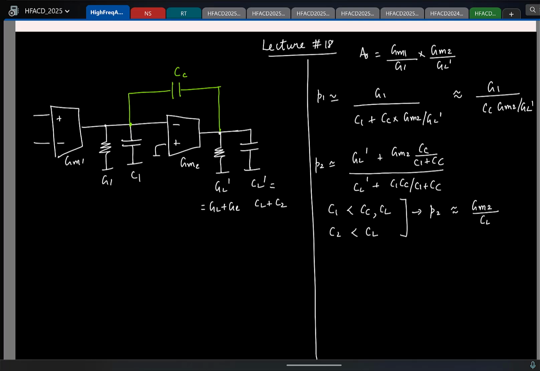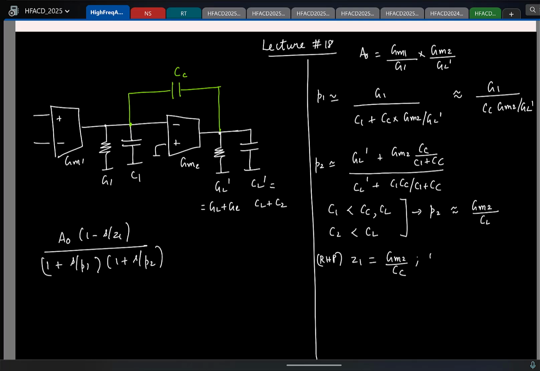Okay, so we have two poles. Have we introduced an uninvited guest in this process? We have the RHP 0. We didn't expect that. It came as a surprise. So I'll say RHP, and the 0 location is what? Today's quiz should know. What is it? GM2 by CC. Right? So the transfer function I can write like this: A0 times 1 minus S by the RHP 0, over 1 plus S by P1 times 1 plus S by P2.